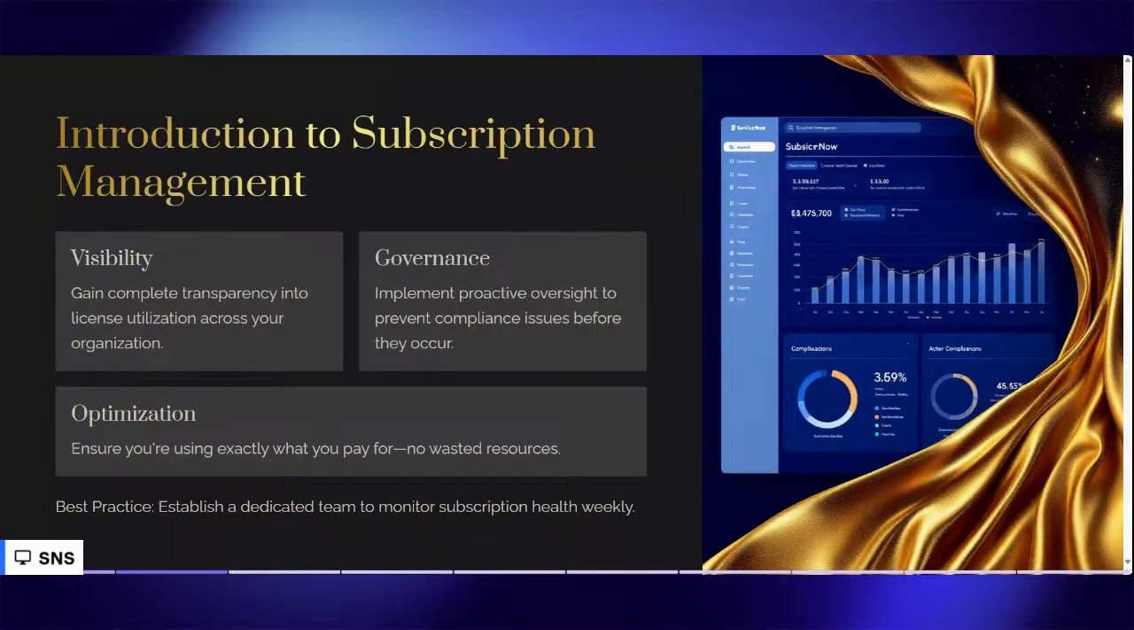Now there is visibility. You have to gain complete transparency into licensing utilization across your organization. That's very important and crucial. Not only the visibility, but also the governance aspect: implementing proactive oversight to prevent compliance issues before they occur.